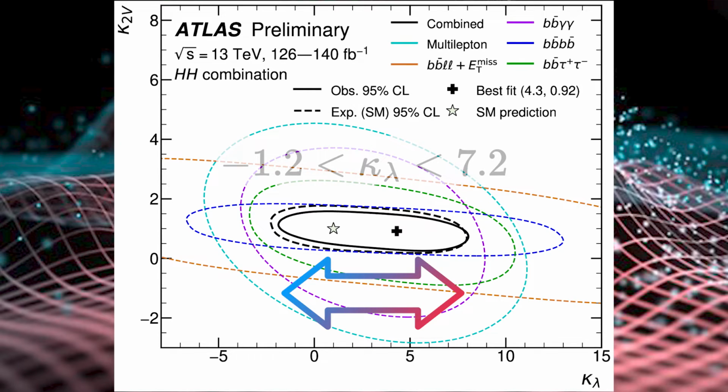Kappa lambda lies from -1.2 to 7. The strength of interaction between 3 Higgs bosons could be as much as 7 times bigger than the Standard Model predicts, and still be consistent with our current experimental data.